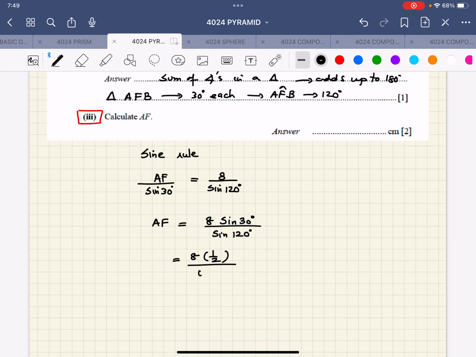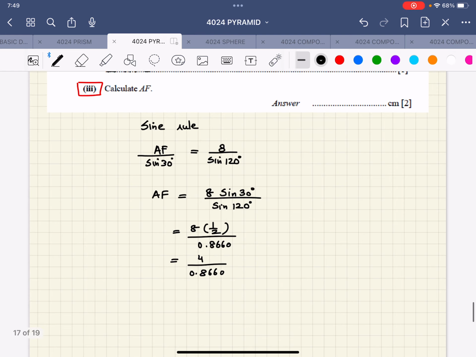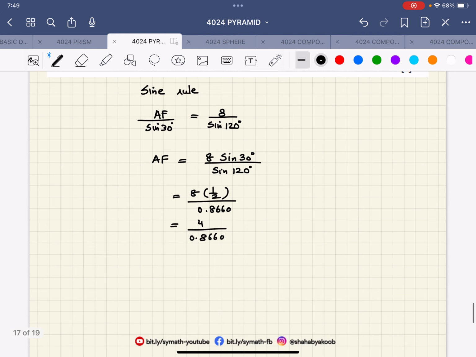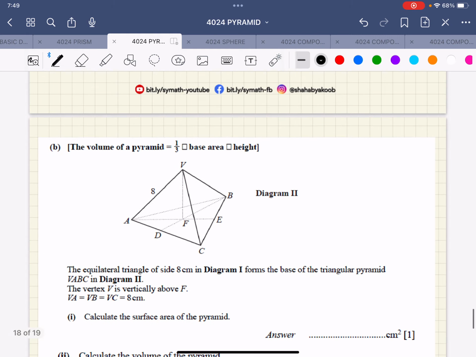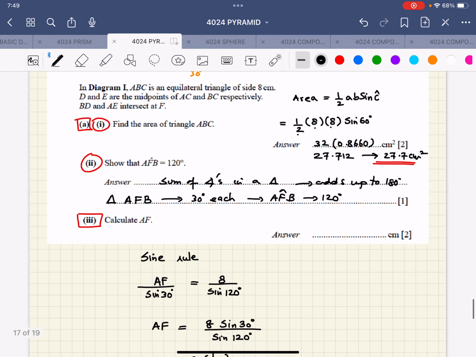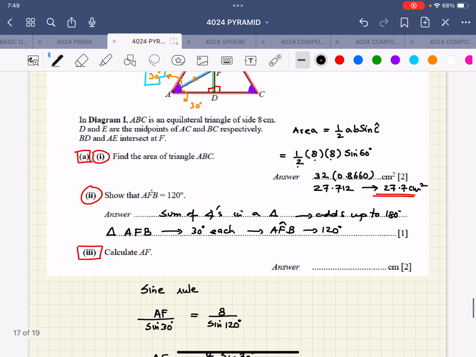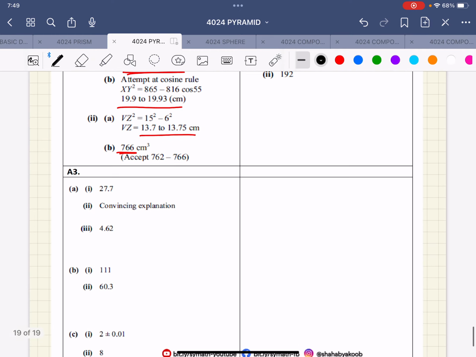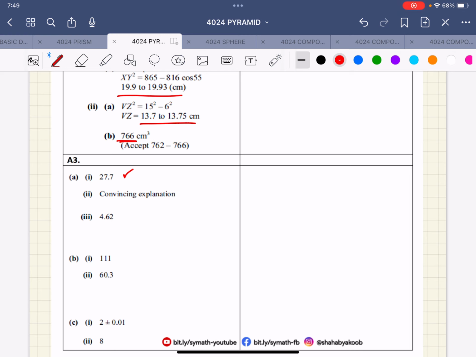That's the same thing as sine of 60, 0.8660. That is 4 divided by 0.8660. So let me divide 4 divided by 0.8660. This comes out to be 4.6189, which is 4.62, correct to 3 significant figures. Don't forget to write the units. That is AF. Now let's double check whatever we have done so far. We have calculated AF and we have calculated area, 27.7 and 4.62. So this is 27.7 and 4.62, and this is a convincing explanation which we already did.